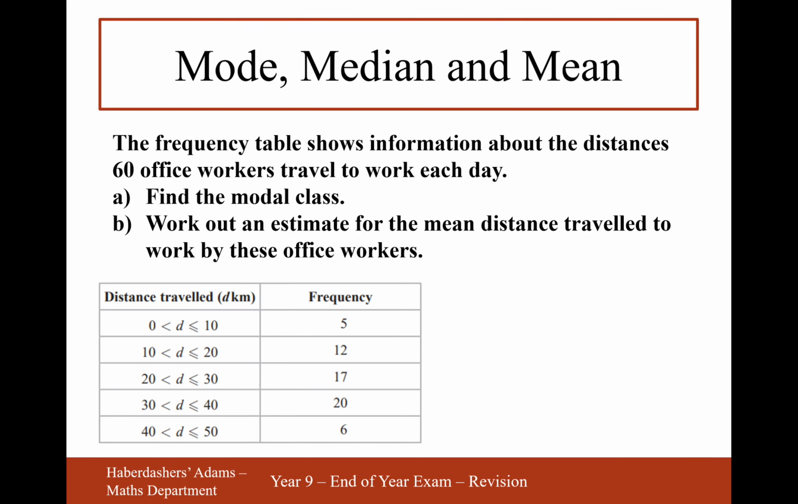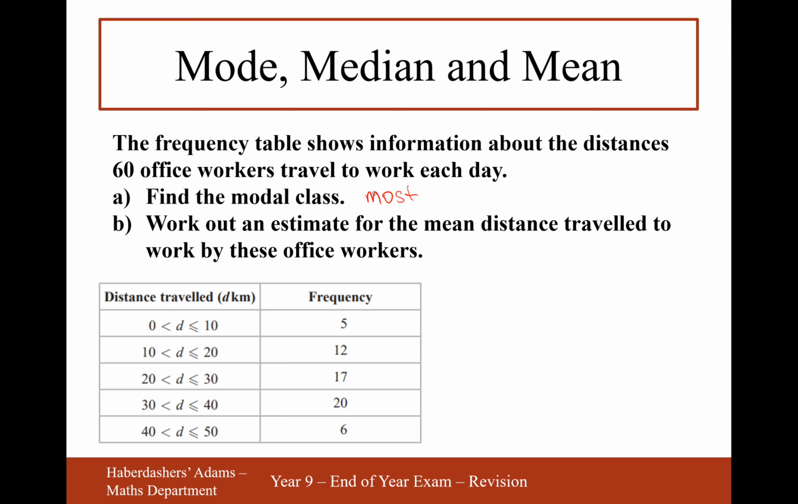Okay, so let's move on to the next question then. And the next question says that the frequency table shows information about the distances 60 office workers travel to work each day. Find the modal class, and remember mode is most. So we're going to find the class with the most data in, and then work out an estimate for the mean distance travelled to work by these office workers.